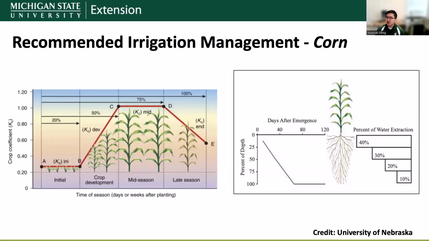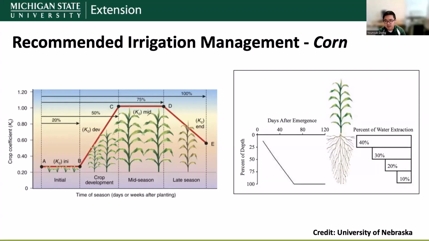So we just talked about that we need to know the soil type of the field, because that determines the water holding capacity. Now I want to talk about the plant water use. The left figure shows the crop coefficient and how it changes as the corn grows over time.